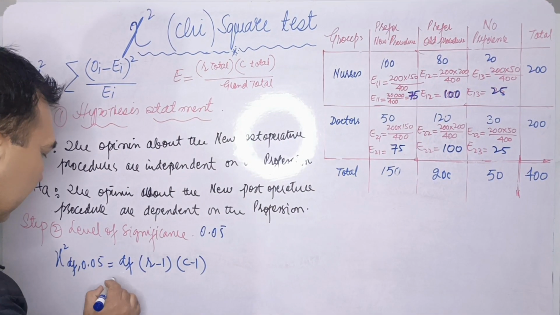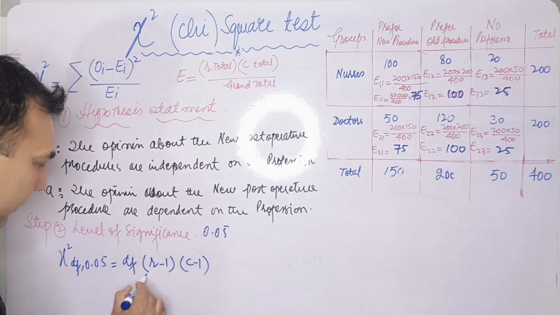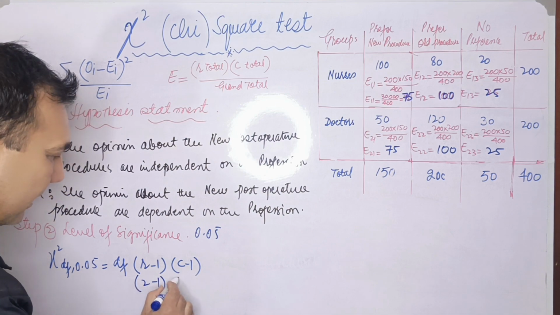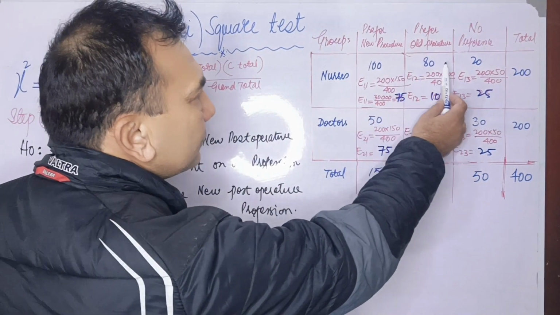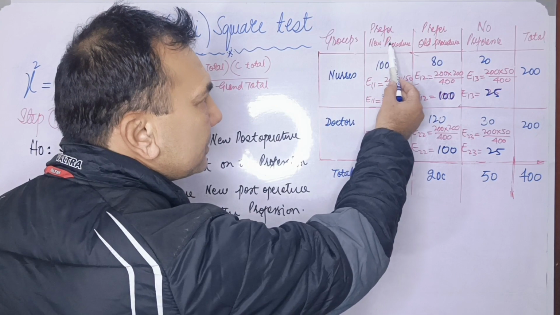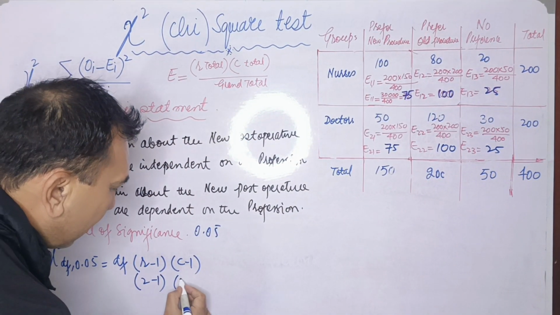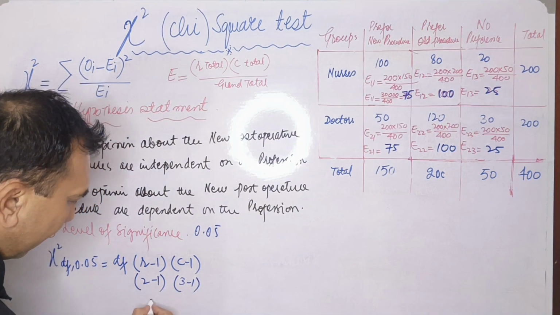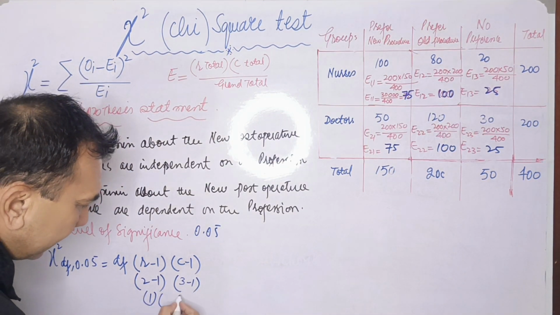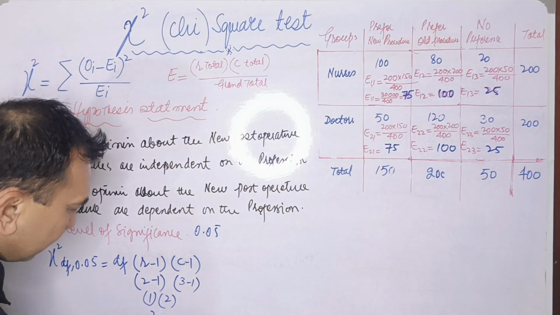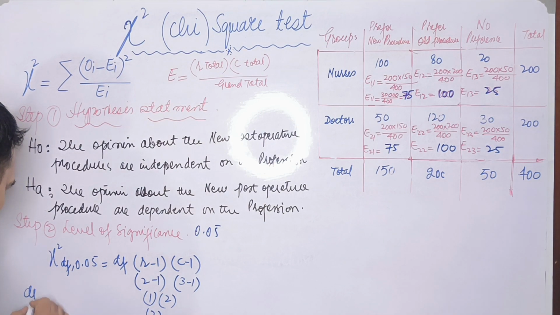Now here, how many rows? 1 and 2, so 2 minus 1. How many columns? 1, 2, 3: preference for the new procedure, prefer the old procedure, and no preference. So we have 3 columns, 3 minus 1. 2 minus 1 is equal to 1, and 3 minus 1 is 2. Then 2 multiplied by 1 is 2. So the degree of freedom is 2, and we will go to see it at 0.05.